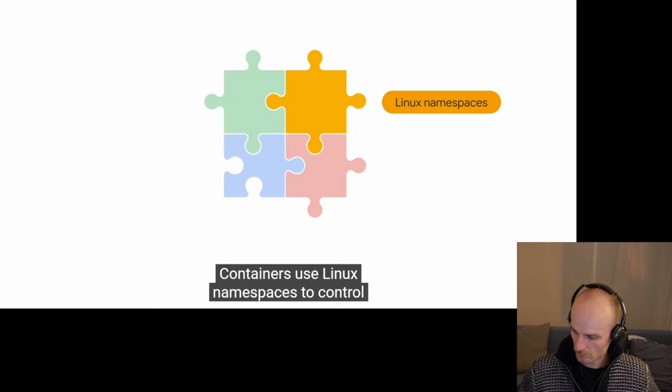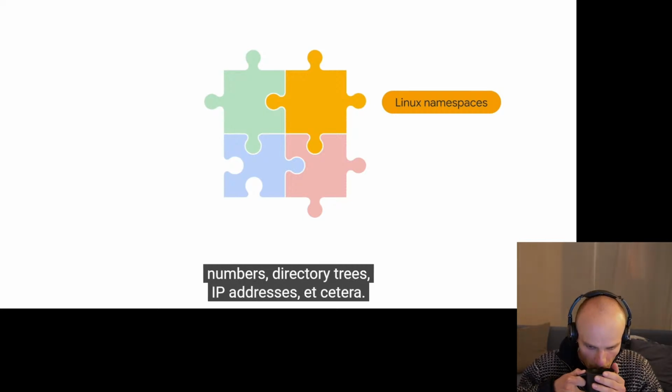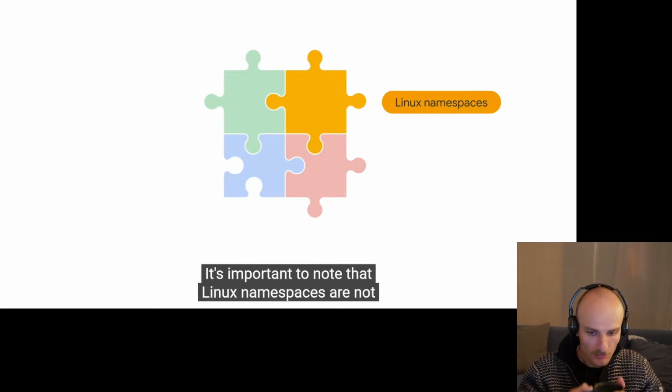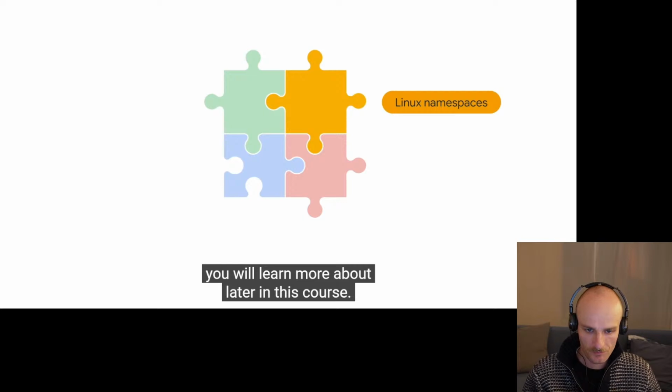Containers use Linux namespaces to control what an application can see, such as process ID numbers, directory trees, IP addresses, etc. It's important to note that Linux namespaces are not the same thing as Kubernetes namespaces, which you'll learn more about later in this course.